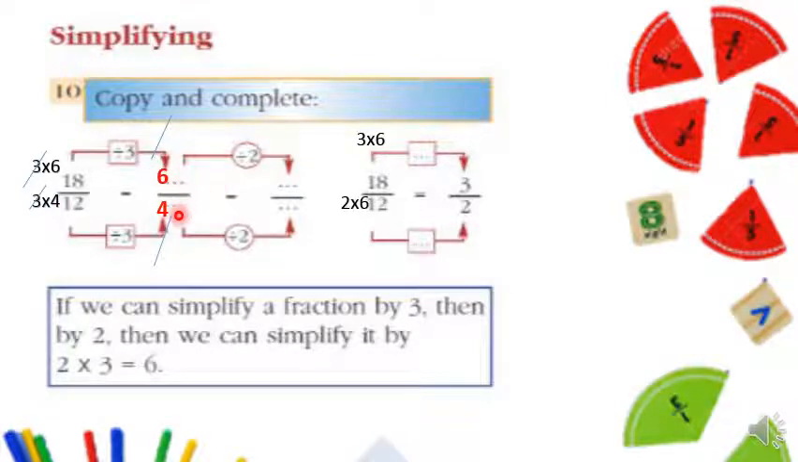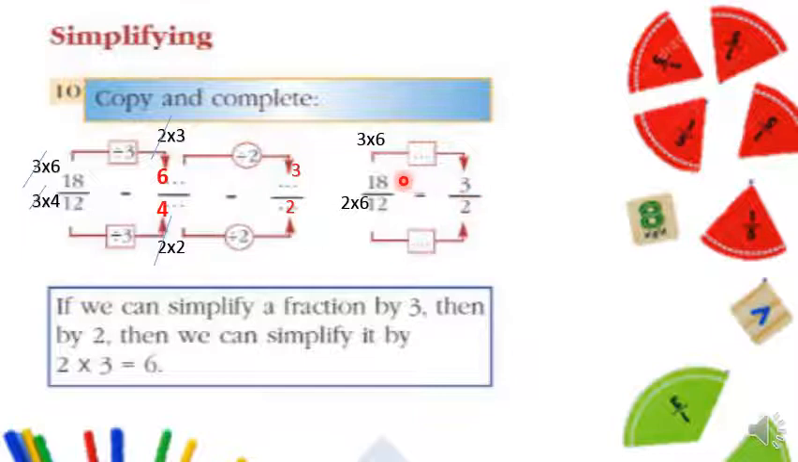Now, 6 over 4 divided by 2: they are even numbers, so they are divisible by 2. 6 divided by 2, find its half. The half of 6 is 3, and the half of 4 is 2. So the answer is 3 over 2. Or, as you can see here, the same fraction, 18 over 12, gives me the answer directly in one step, which is 3 over 2.